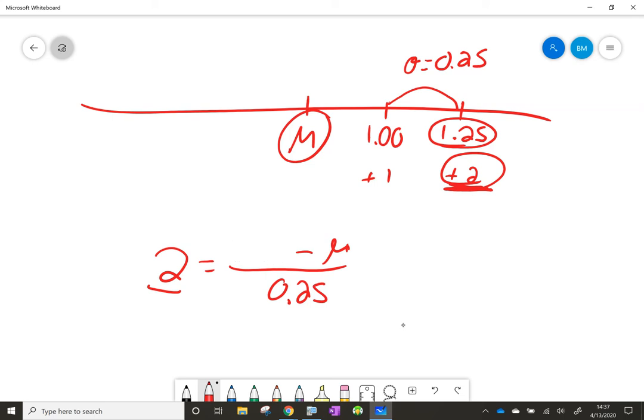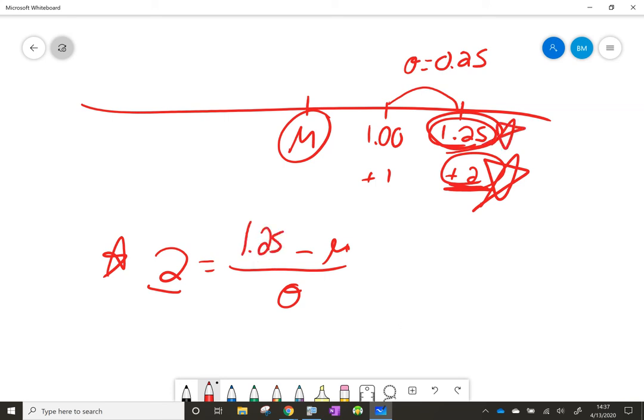So remember the formula, right? These are the numbers plugged into the formula. The formula is x minus the mean, divided by the standard deviation. Well, x at 2 standard deviations was 1.25, so that's why we can plug the 1.25 in there. And we know the standard deviation, because we just calculated it, was 0.25. So now you just do some math to find the mean.